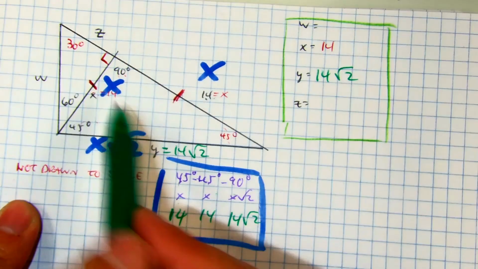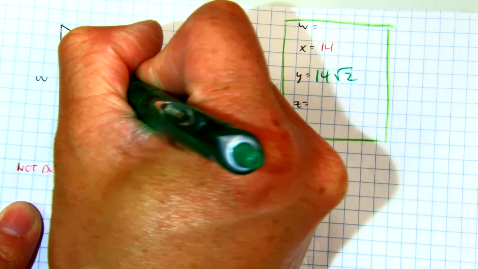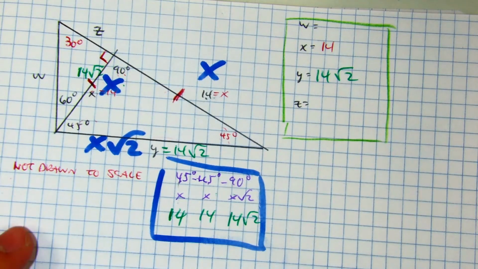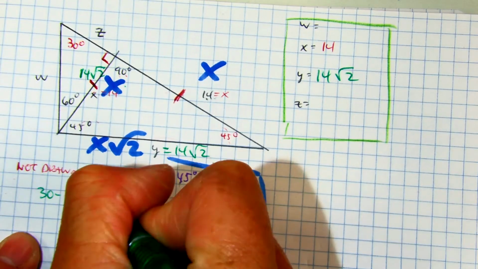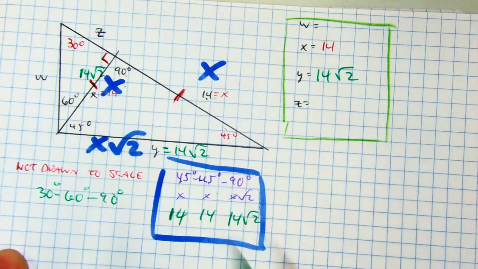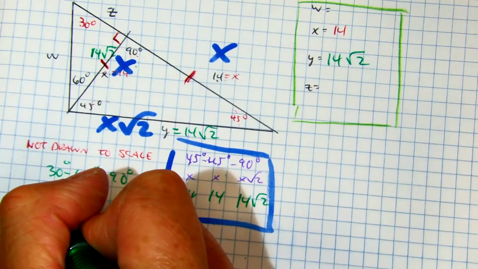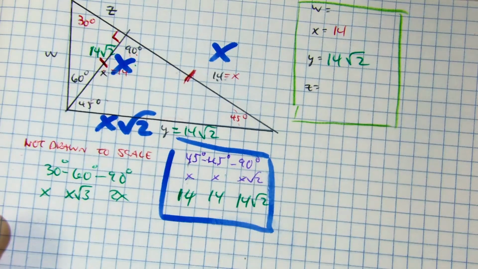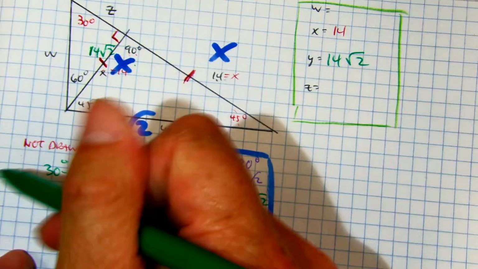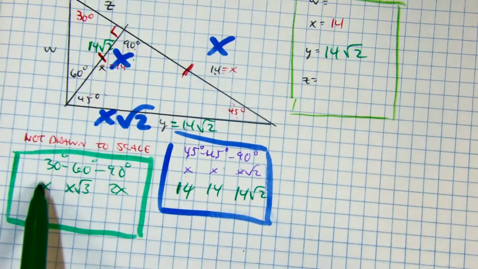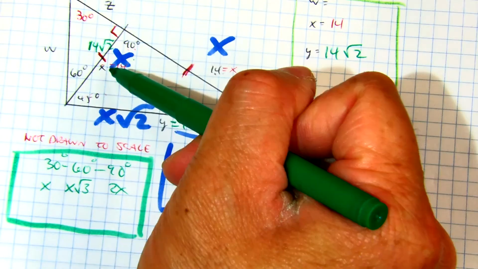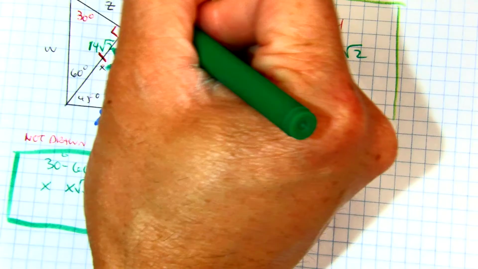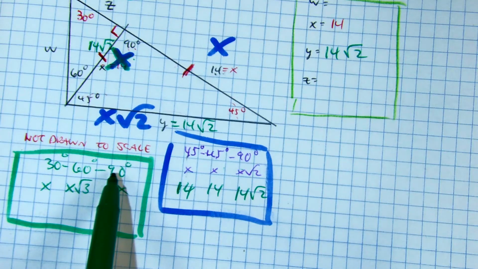Now I can use that 14 radical 2 on my 30, 60, 90. So I can just draw my formula, 30, 60, 90. Class, what's the formula? X, x radical 3. What color do you like? Green? So across the 30-degree angle is going to be my x, which we already have one. Across the 60, this will be x radical 3, and across the 90 will be 2x.